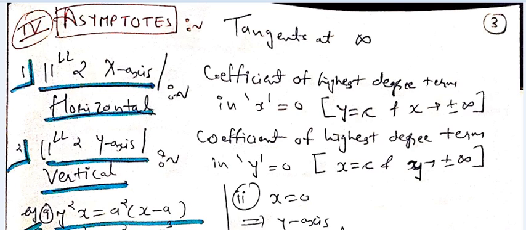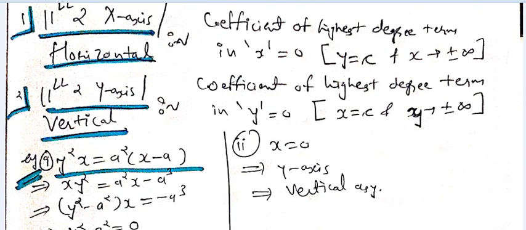So what you can find, you will get y equal to some constant and it is tangent at infinity, so your x will be plus or minus infinity. For vertical, you will get x is equal to some constant and y will be plus or minus infinity. For example, here first of all find horizontal asymptote. So just simplify the terms and we need to take coefficient of highest degree of x.